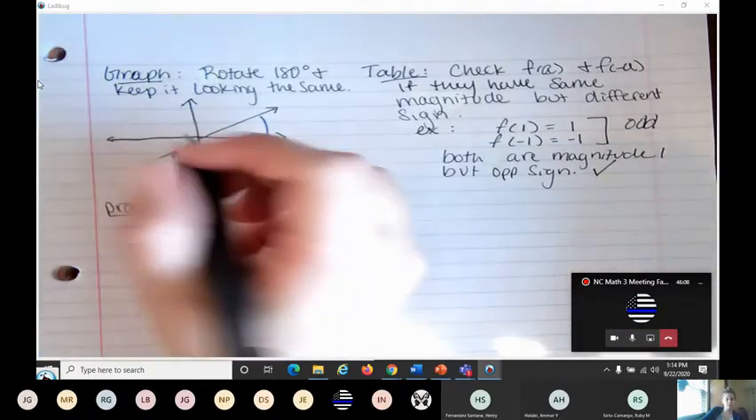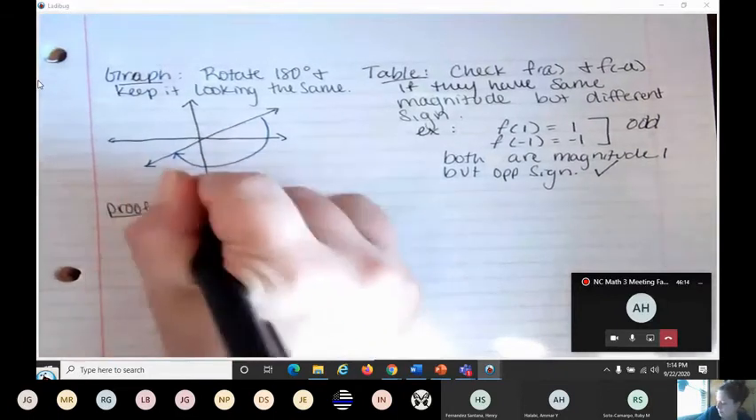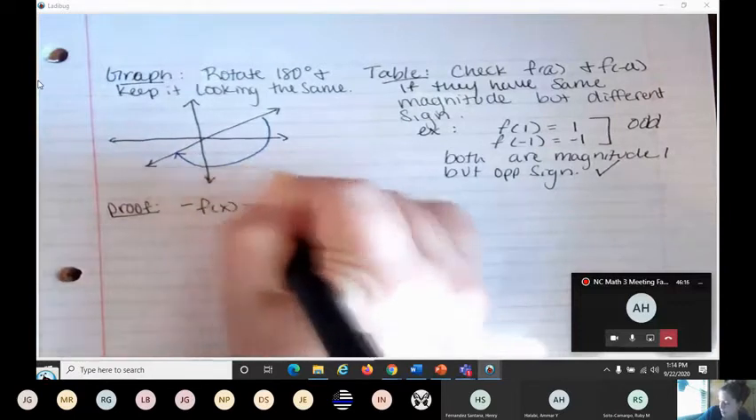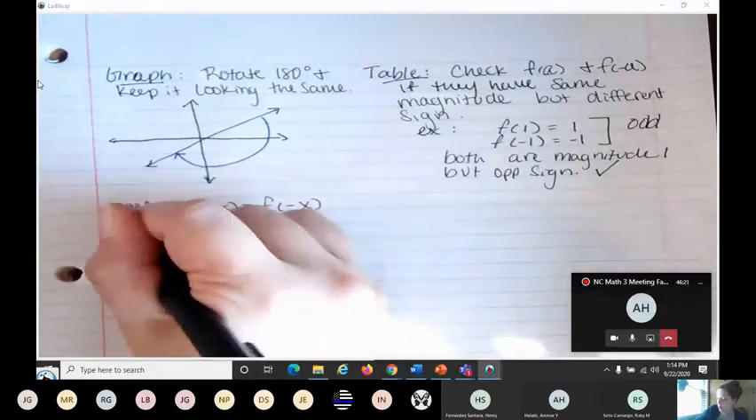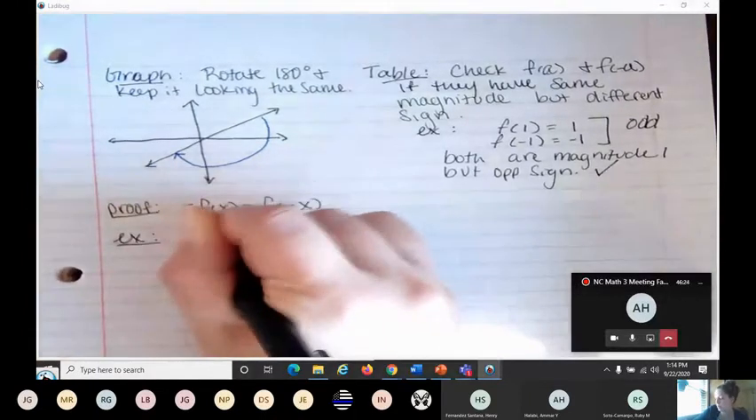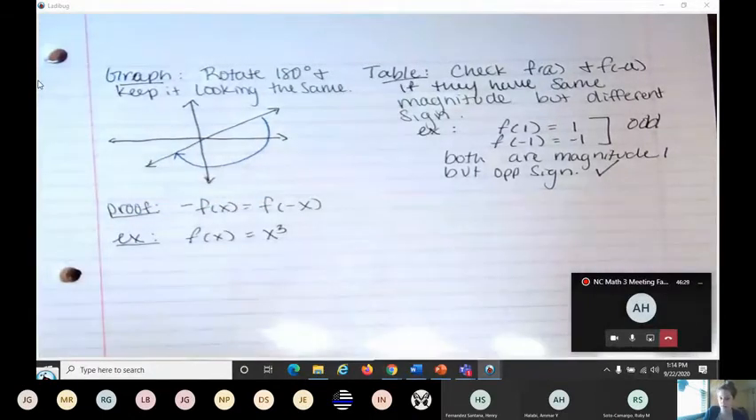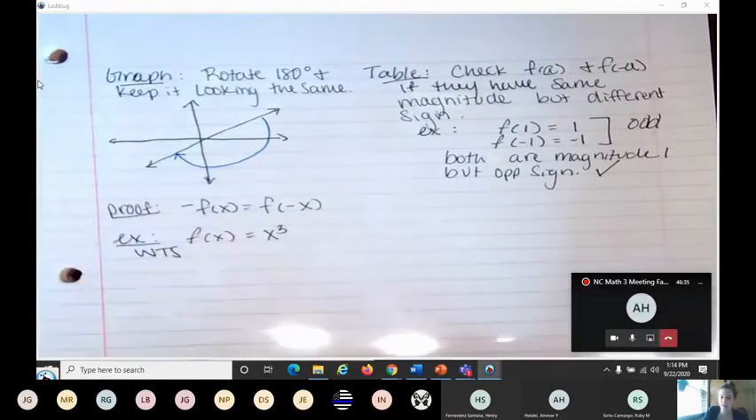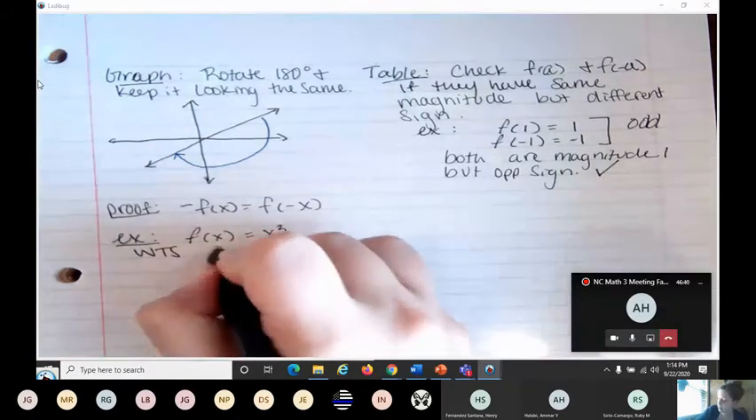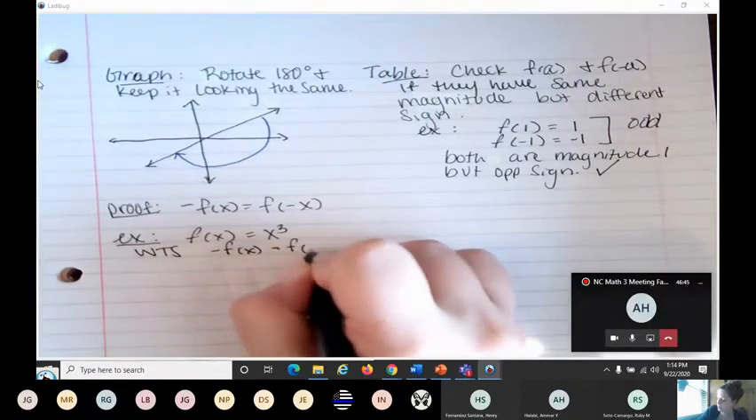For the proof, we have to show that negative f of x is equal to f of negative x. So I'll do an example with a function I know is odd. So x cubed. All right, so we want to show, that's what WTS stands for, want to show that negative f of x is equal to f of negative x.